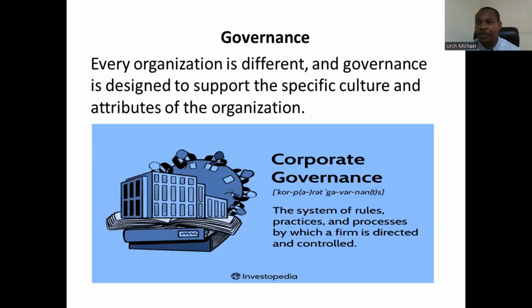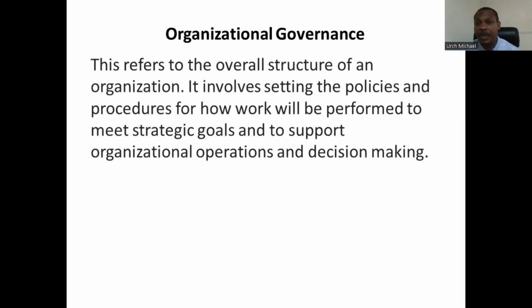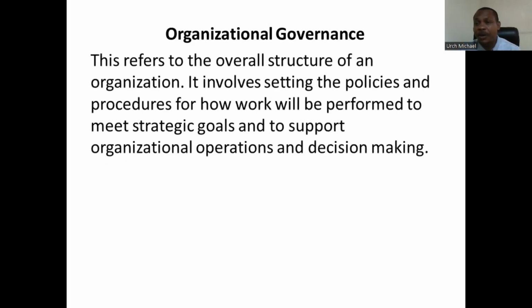You want to make sure that there are people overseeing the process, there is a supervision process, and a constant oversight over everything that is going on. So that is the essence of governance. The system of rules, practices, and processes by which a firm is directed and controlled is what is called governance. Now, going down to the organization, not government, organizational governance refers to the overall structure of an organization.